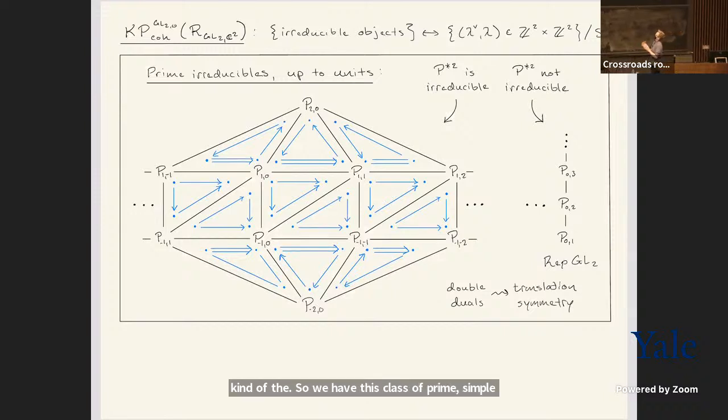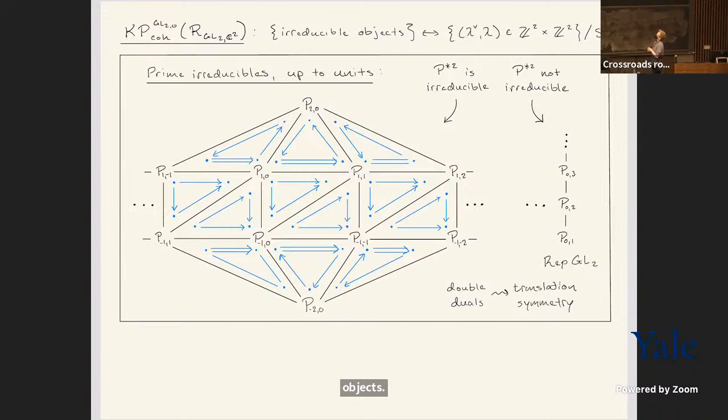And we can further classify these according to whether, when you take their square with respect to the monoidal structure, you again get a simple object or not. In this case, over on the right part of this picture, we have the simple objects where the square is not simple. And these are all of the forms where the little subscripts are the co-weight and weight labels.